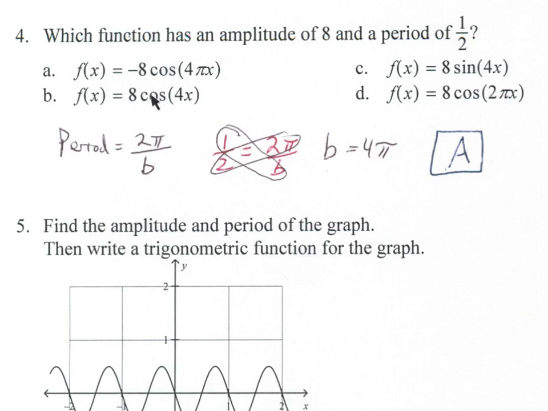So which of these graphs have a b value, a number in front of the x, of 4 pi, and an 8 in the front? So let's look here, 8 in the front and a 4 pi. That looks like it. Let's double check the other ones. This one has an 8, but it's not a 4 pi. This is an 8, but it's not a 4 pi. This is an 8, but it's a 2 pi. So A is the answer. Boom. That one has what we're looking for.